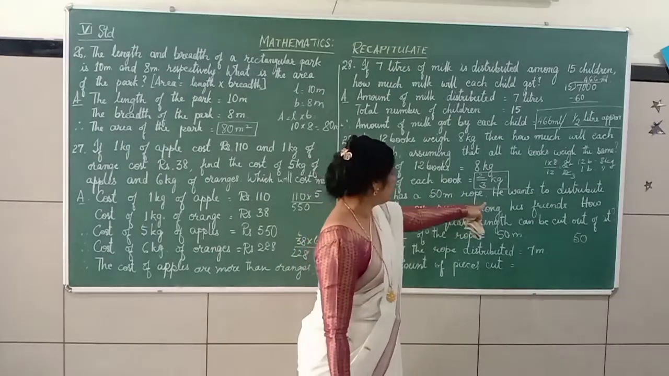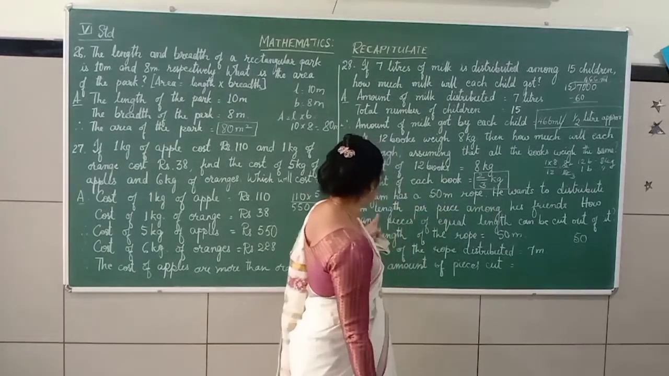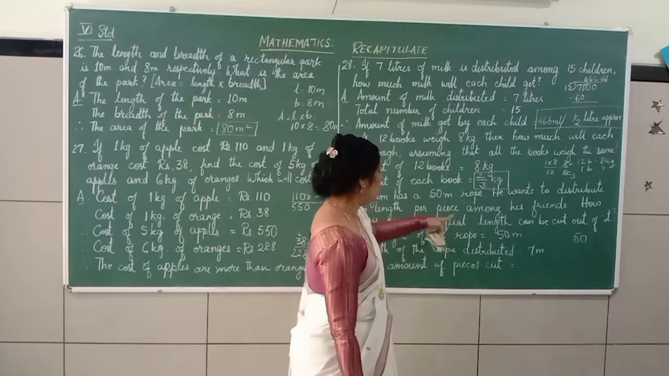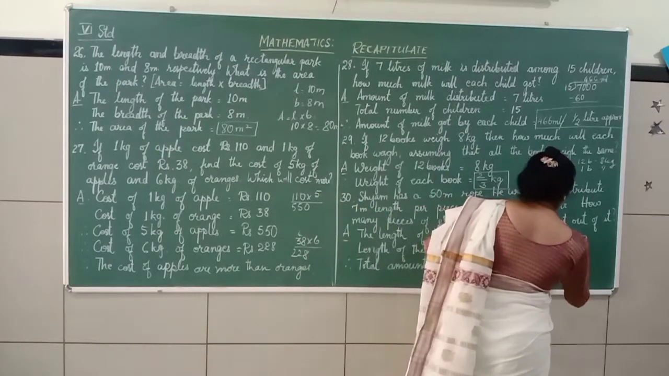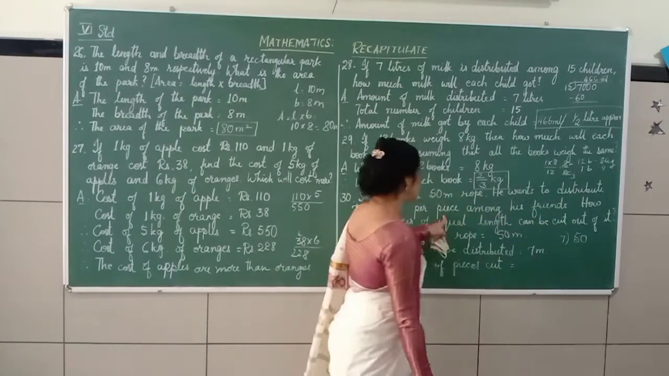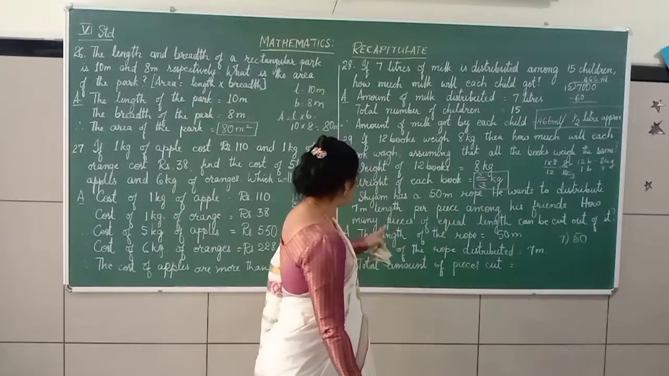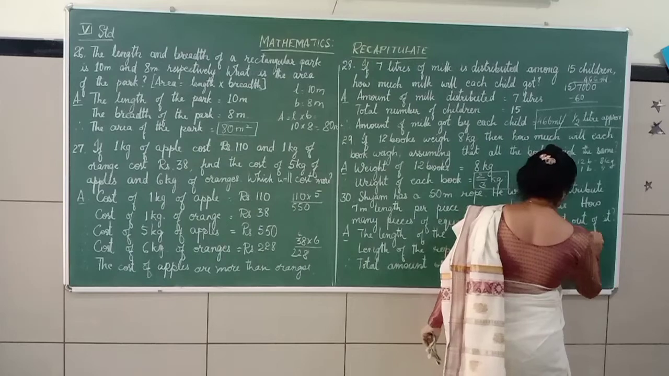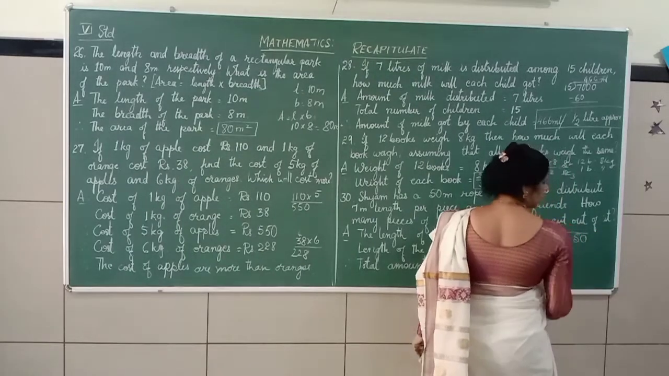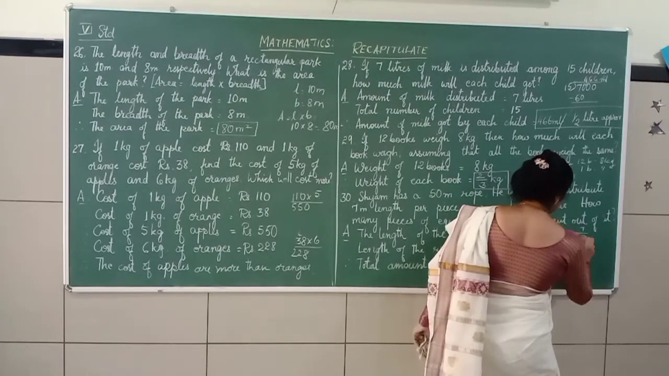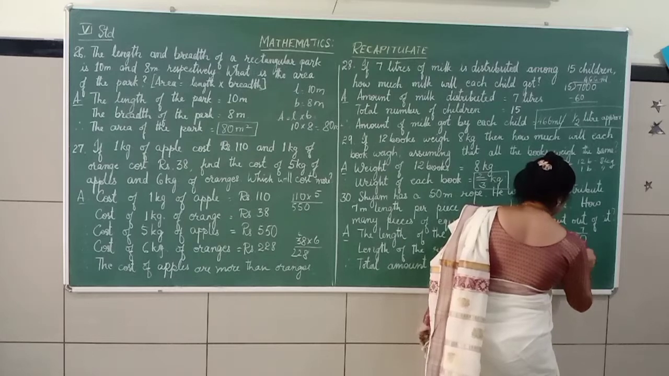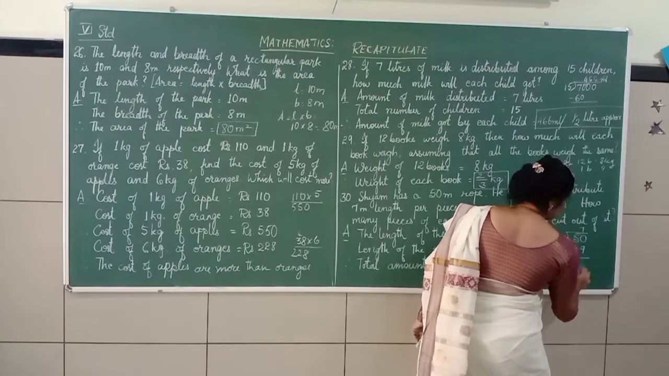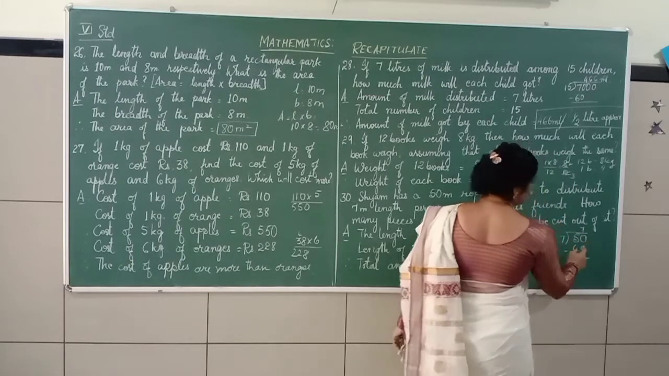Shyam has a 50-meter rope. He wants to distribute 7-meter length per piece. So he is distributing 7 meters, isn't it? How many pieces of equal length can be cut out of it? So 50 divided by 7. How much does it come? 7 7s are 49, minus. You cannot minus from 0, so 9 from 0.